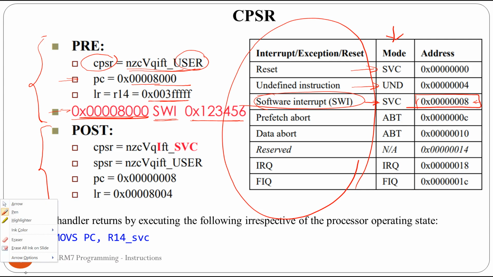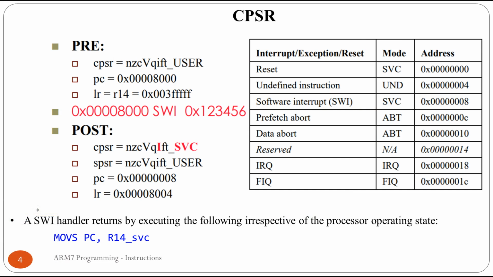So before execution we have this data, and whenever this SWI is called at this particular 0x00008000 location, let's see what happens. After this, your CPSR will enter into the supervisor control, that is SVC. Before entering supervisor control, the content of this CPSR is stored into the SPSR register. So you'll get all these same contents inside the SPSR register.